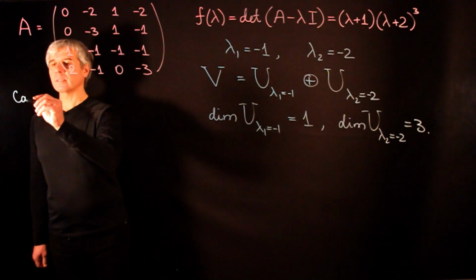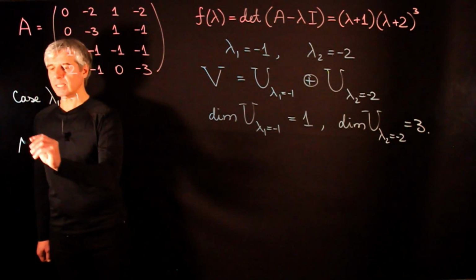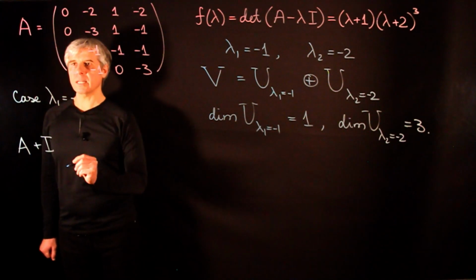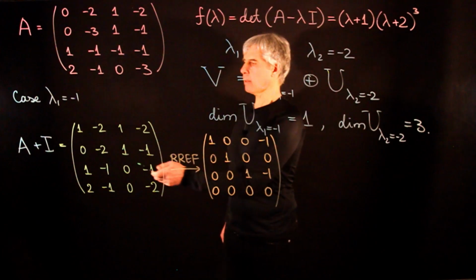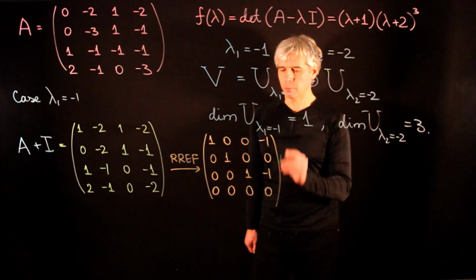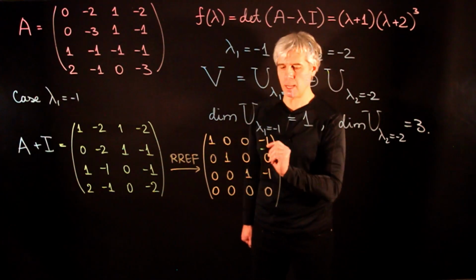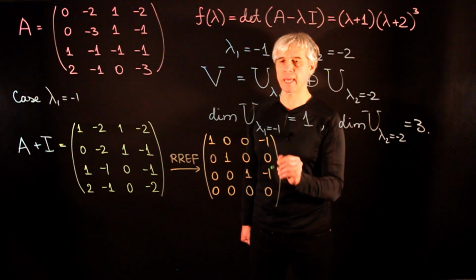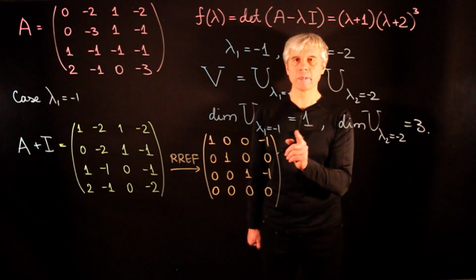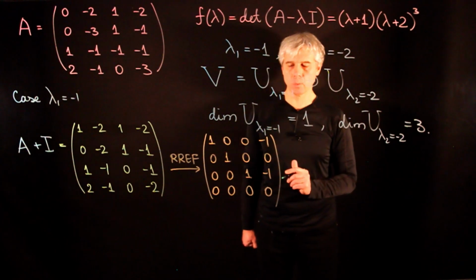Let's look at the case of lambda 1, which is -1. Here we have to consider the matrix A plus I and compute its null space. If we bring the matrix A plus I to reduced row echelon form, we will get the following matrix. The rank of reduced row echelon form is equal to 3, and the nullity is equal to 1, as expected. Since the dimension of the root space is equal to 1, we also can say that the dimension of the eigenspace will also be equal to 1.